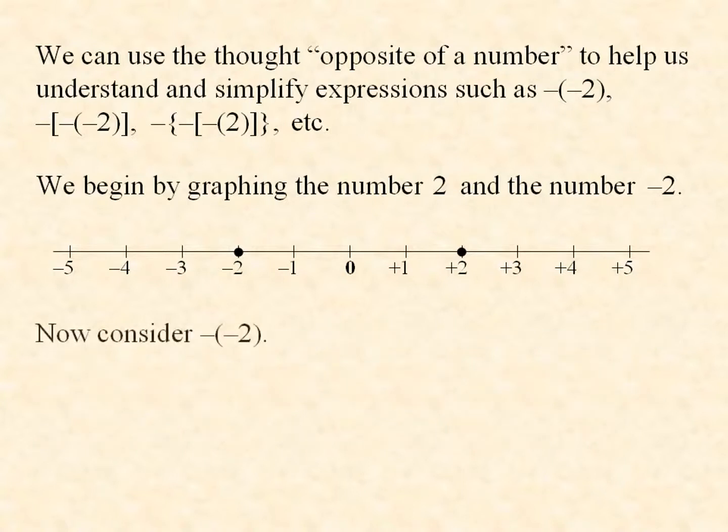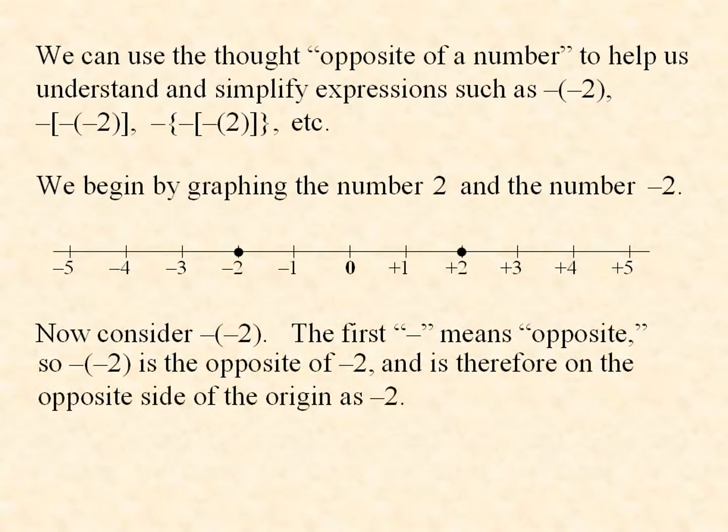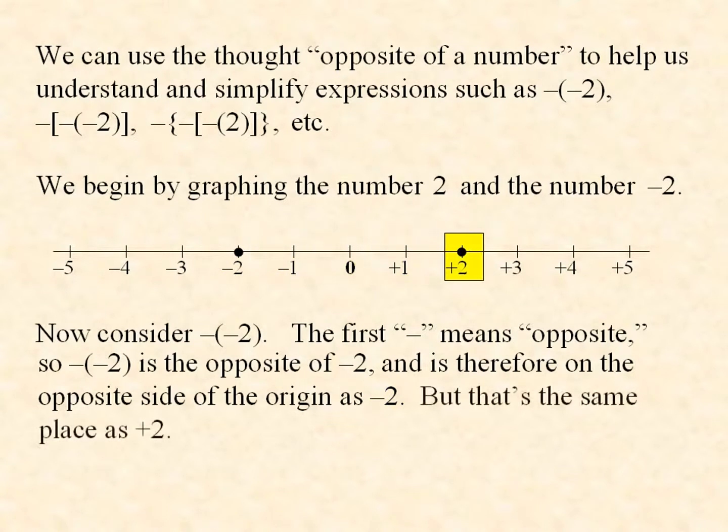Now consider -(-2). The first minus means opposite. So -(-2) is the opposite of -2 and is therefore on the opposite side of the origin as -2. But that's the same place as +2, so the opposite of -2 is +2.